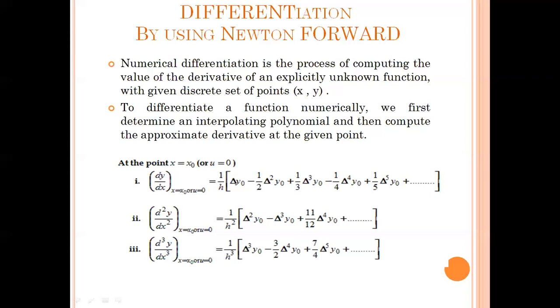1 by h into delta y naught minus 1 by 2 delta square y naught plus 1 by 3 delta cube y naught minus 1 by 4 delta power 4 y naught plus and so on. And the second derivative d square y by dx square is equal to 1 by h square into delta square y naught minus delta cube y naught plus 11 by 12 delta power 4 y naught. And the third derivative d cube y by dx cube is equal to 1 by h cube into delta cube y naught minus 3 by 2 delta power 4 y naught plus 7 by 4 delta power 5 y naught plus and so on.